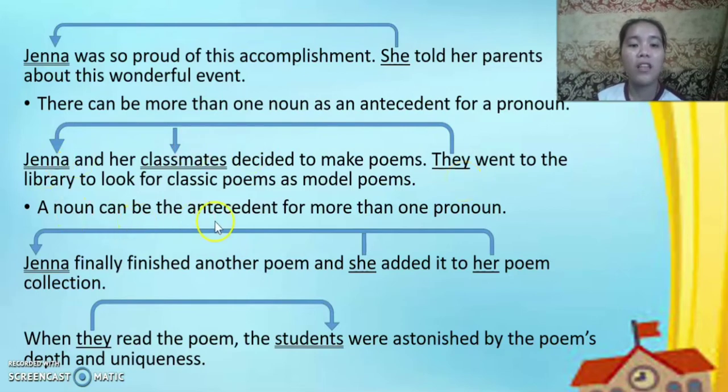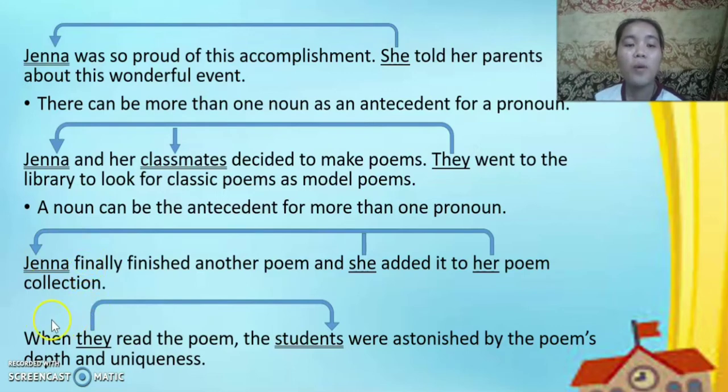A noun can be the antecedent for more than one pronoun. So, ang kuan daw, ang usa ka noun or usa ka antecedent kay pwede og duhang iyang pronoun. So, just like this example, Jenna finally finished another poem and she added it to her poem collection. So, here, the antecedent is Jenna, but it has two pronouns, the she and her. Diba? Lain-lain man yung she o her. Pero, referring sila pareho to Jenna. Okay? Understood, class? Very good.